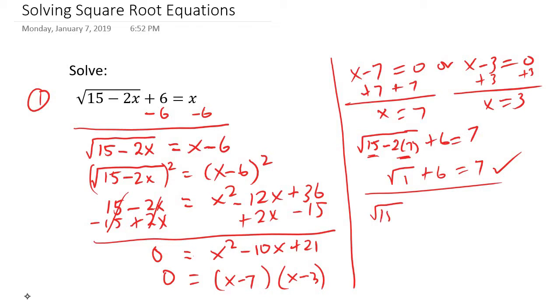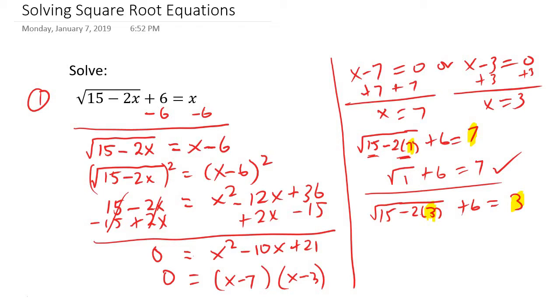Square root of 15 minus 2 times 3 plus 6 equals 3. Remember to plug in the x on both sides. This is the x, that's the x also, just like that other one, okay? All right, now let's try to finish it.